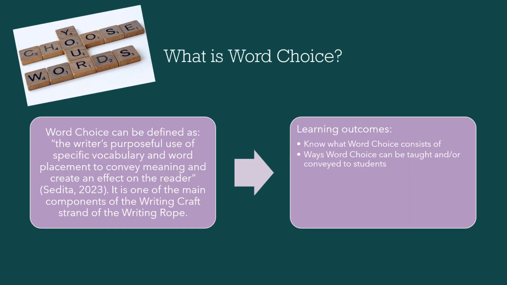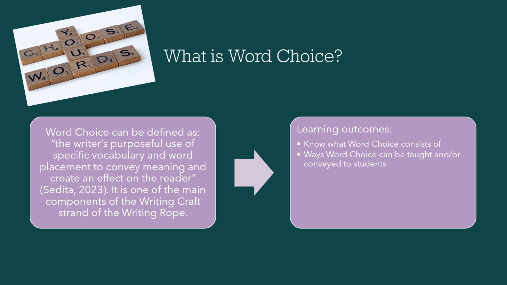What is word choice? Word choice can be defined as the writer's purposeful use of specific vocabulary and word placement to convey meaning and create an effect on the reader. It is one of the main components of the writing craft strand of the writing rope.